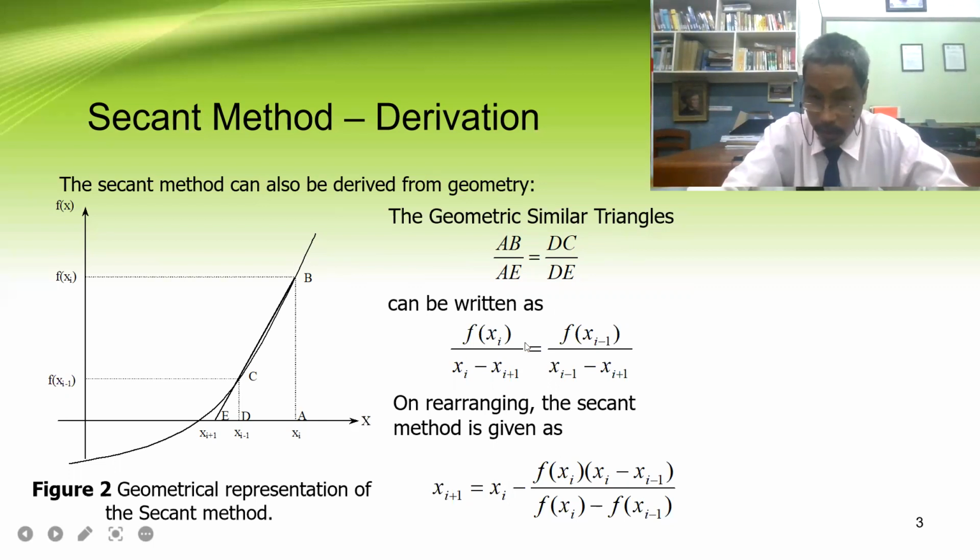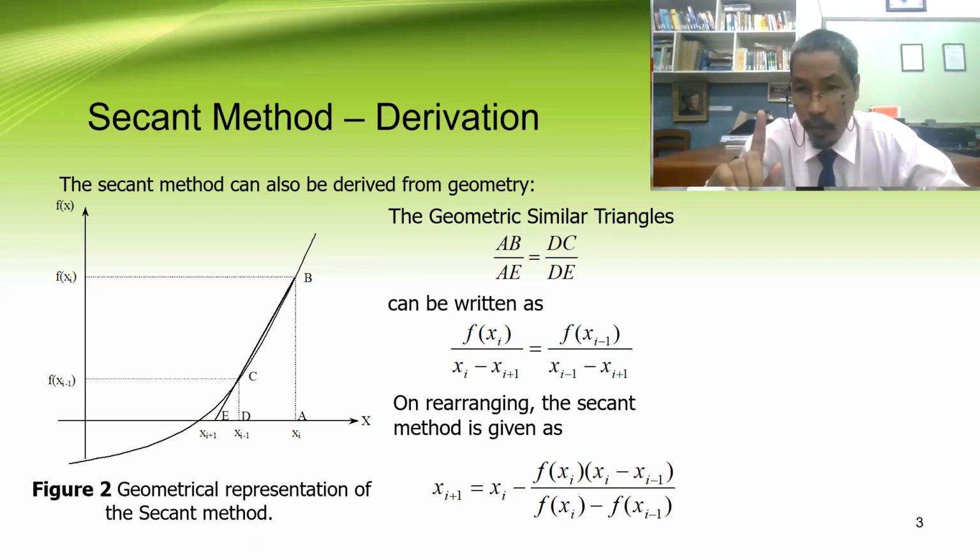This can be written as this one, because AB is just the function at xi, and CD is just the function at xi minus 1. What about AE? AE is xi minus xi plus 1, and DE is xi minus 1 minus xi plus 1. Look at the triangles, then rearrange all the terms and solve for xi plus 1.